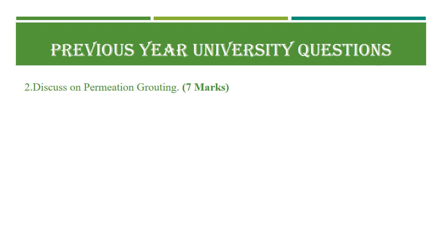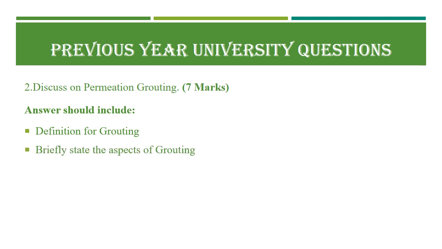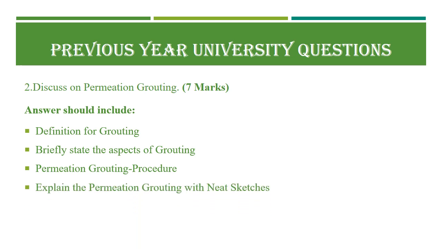Second question is discuss on permeation grouting. We know that there are three aspects for grouting. One among them is the permeation grouting. The answer should include the definition for grouting, briefly state the aspects or modes of grouting, then the permeation grouting procedure, and explain the permeation grouting process with neat sketches. So your answer should contain definition for grouting, briefly state the aspects of grouting, and then the procedure for permeation grouting and process of permeation grouting with neat sketches.